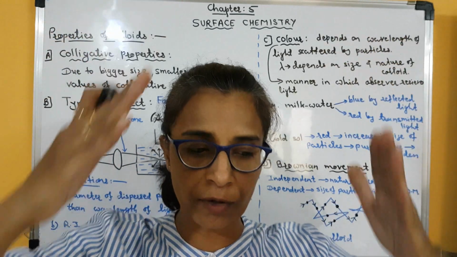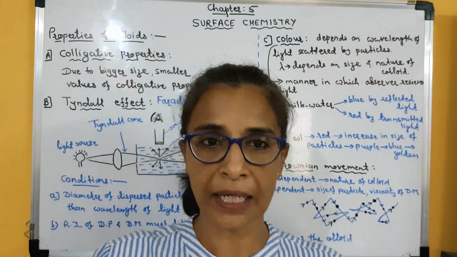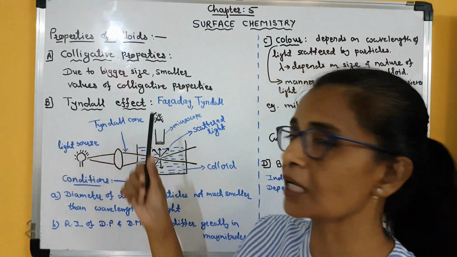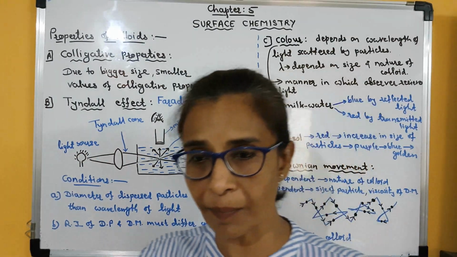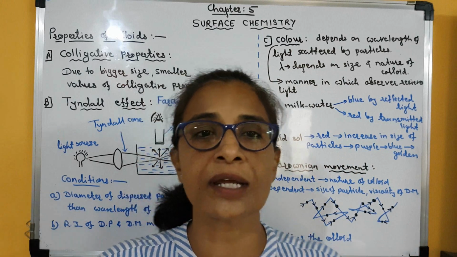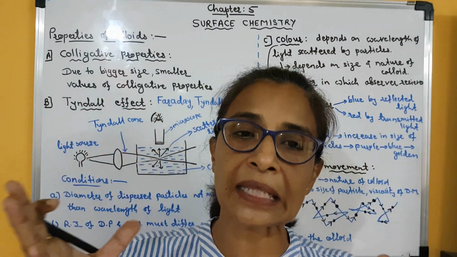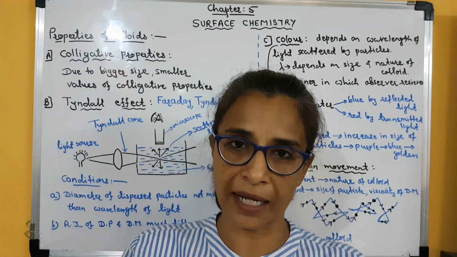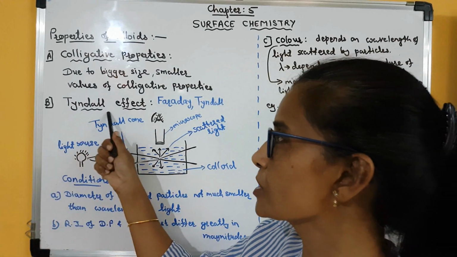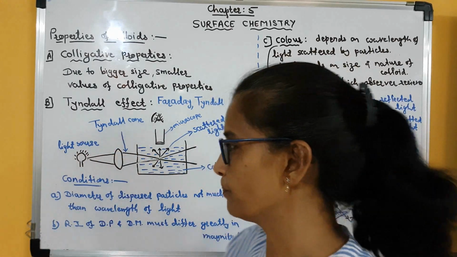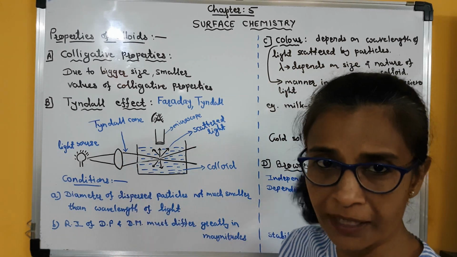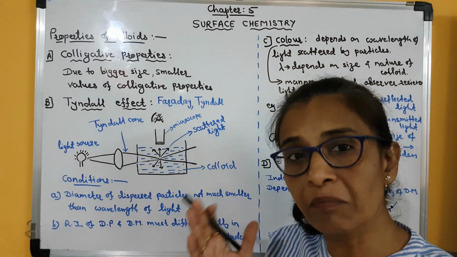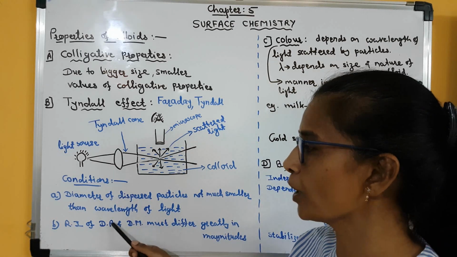It is in the form of a cone, the shape of a cone, and that is why it is called Tyndall effect. So here also the dust particles or the smoke particles or the smaller insects which are present in the air can scatter the light, and that is why we can also observe Tyndall effect in the air. Clear? Now, in order to have Tyndall effect, the colloidal solution must satisfy two conditions.